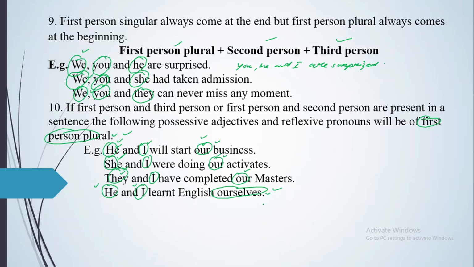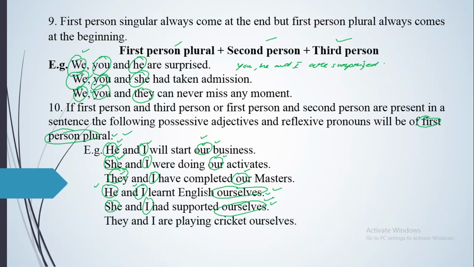You'll say ourselves. He and I had supported ourselves. She and I had supported ourselves. We had supported ourselves, means she supported me, I supported her, so ourselves we supported. And then over there the reflexive case will be of first person. They and I are playing cricket ourselves. They and I means for them and for me there is no coach or mentor. We are learning and practicing ourselves. So they and I are playing cricket ourselves.